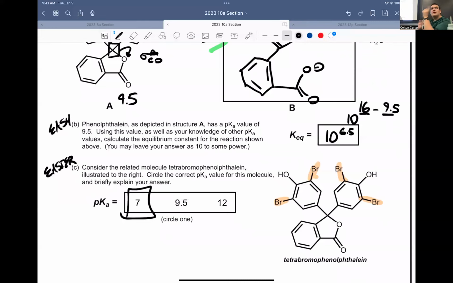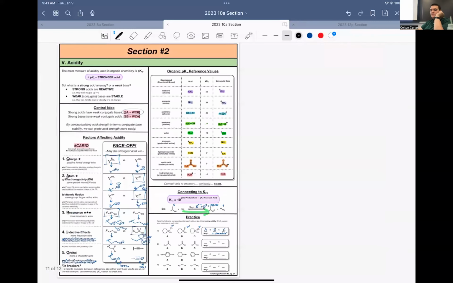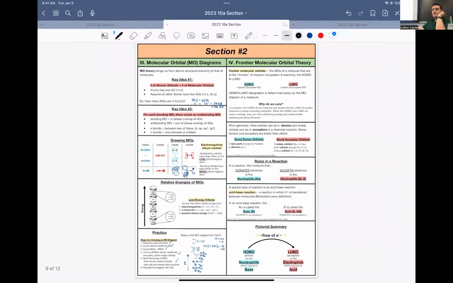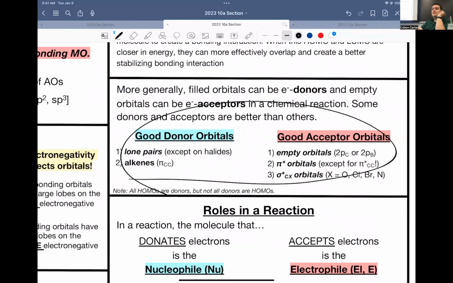Can you explain how we decide which one is the better donor and acceptor? It's because we told you which ones are good donors and which ones are good acceptors here. So you use this criteria, from one to down.